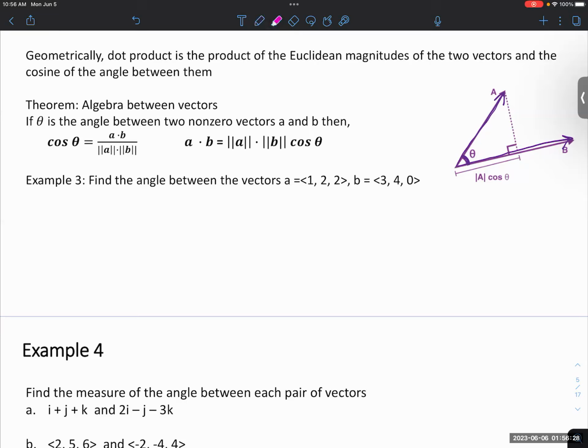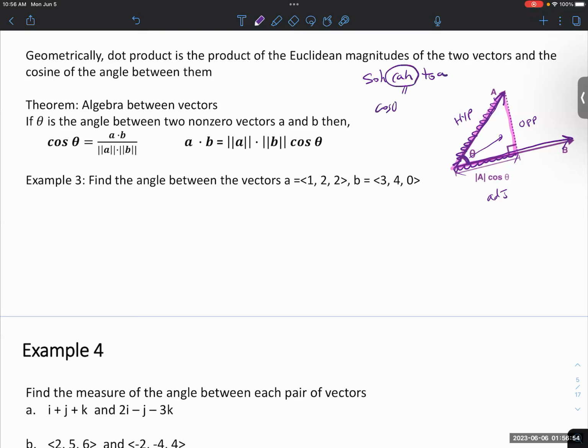So if you look at the right triangle here, this is going to be the opposite. The longest side is always the hypotenuse, and the bottom one is going to be adjacent. So according to SOHCAHTOA, we know the information: hypotenuse is the a vector, and the b vector is adjacent.